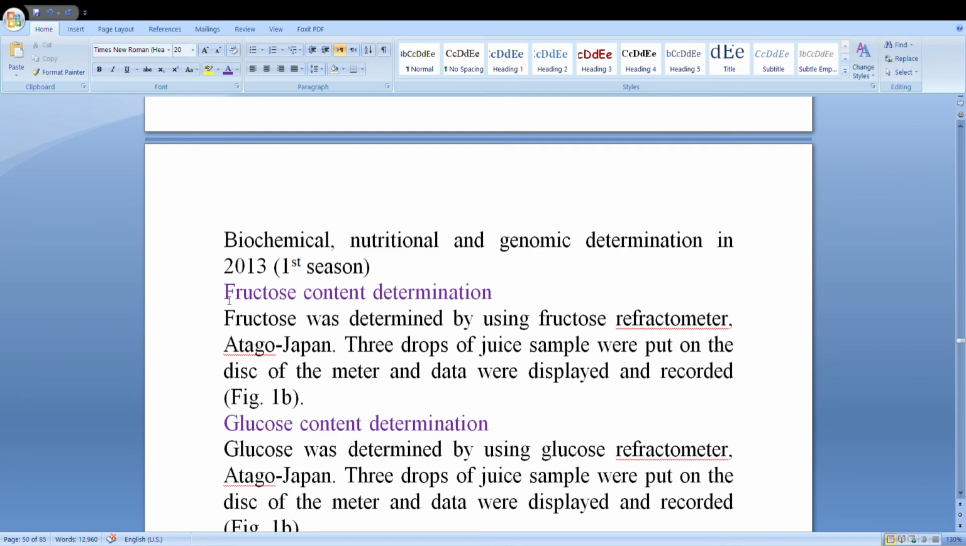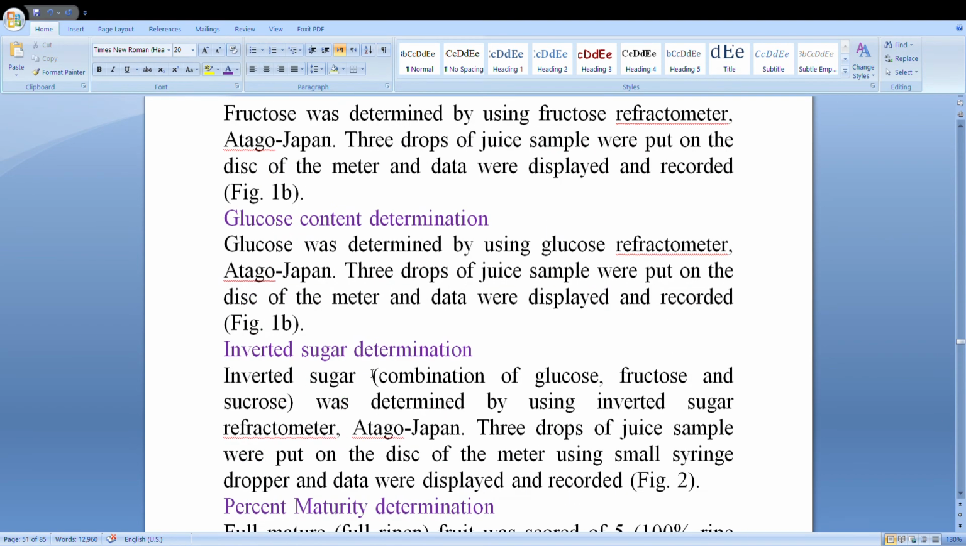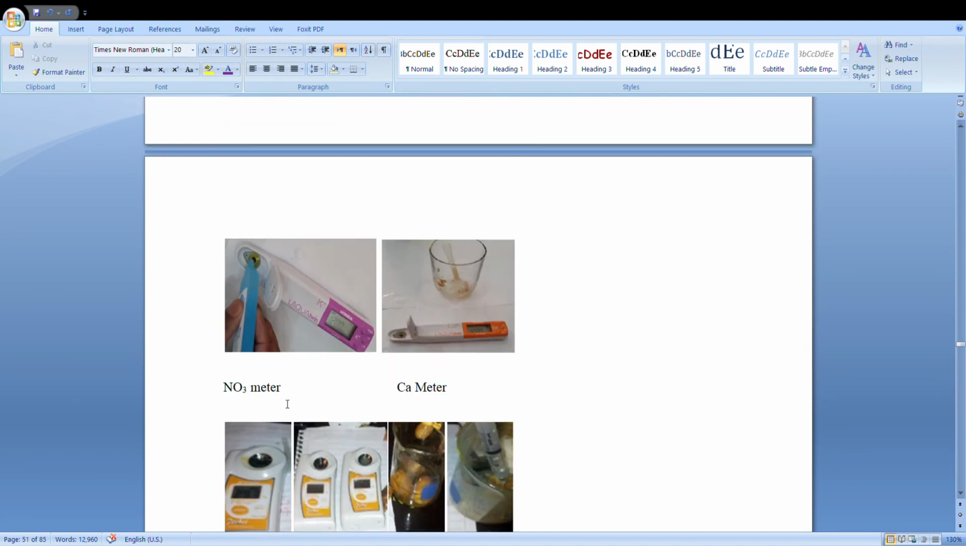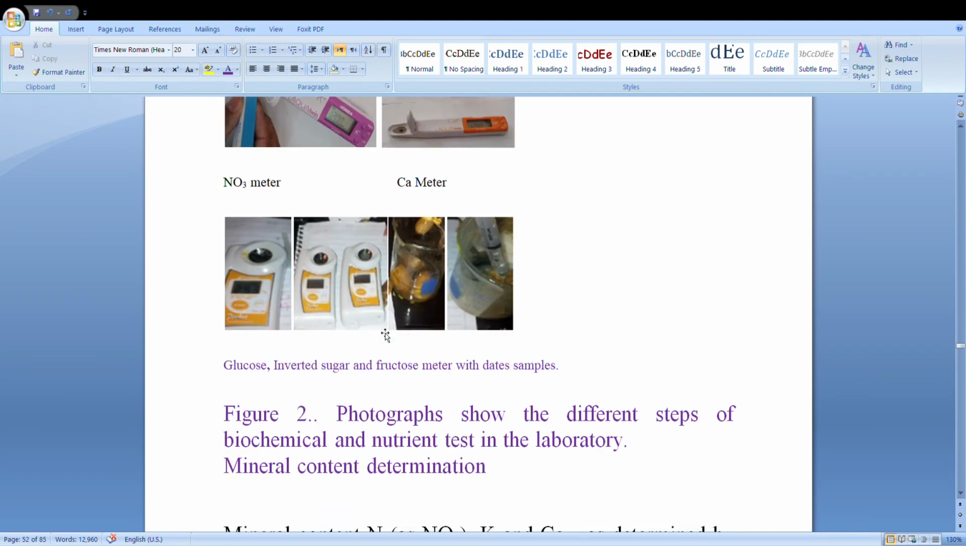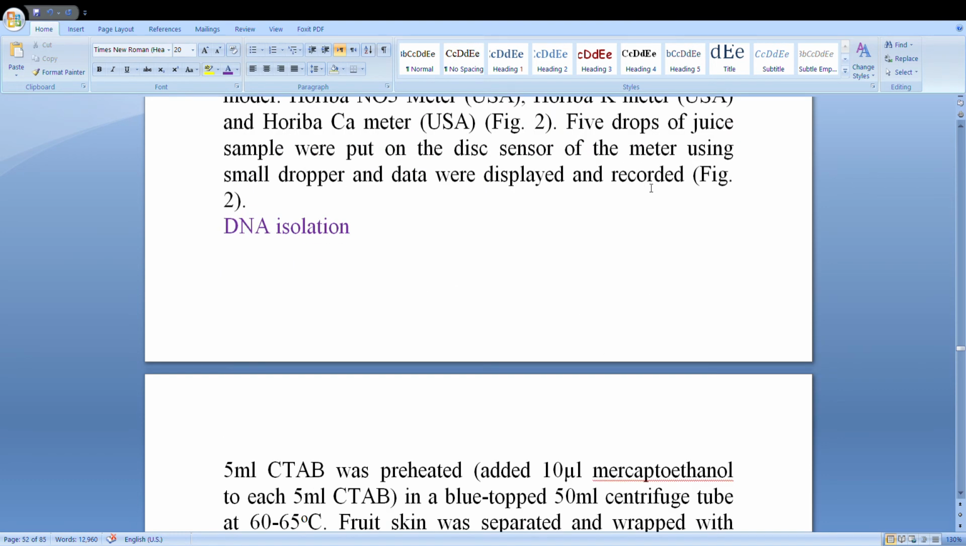We did this work in Saudi Arabia: fructose content determination, glucose content determination, inverted sugar determinations, and percent acidity content. We used different types of meters: lactate meters, calcium meters, and glucose, inverted sugar, and fructose meters. We also used different types of potassium and calcium meters, the Horiba potassium meters and Horiba calcium meters.